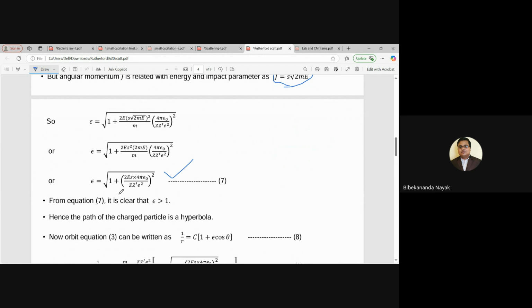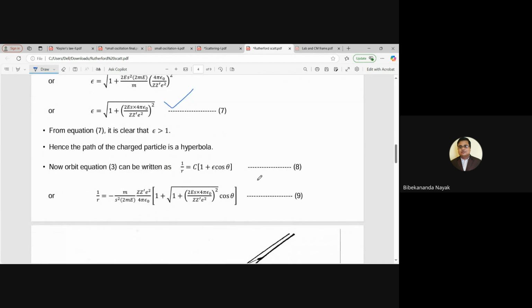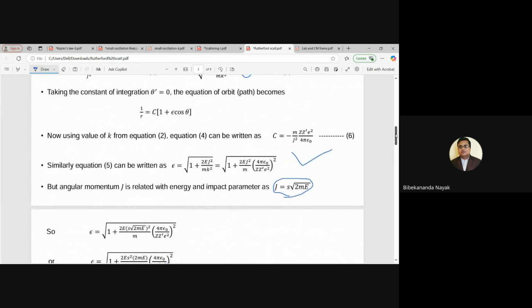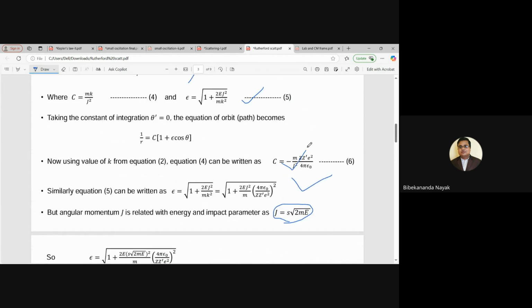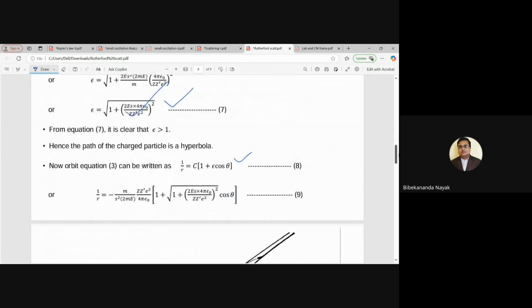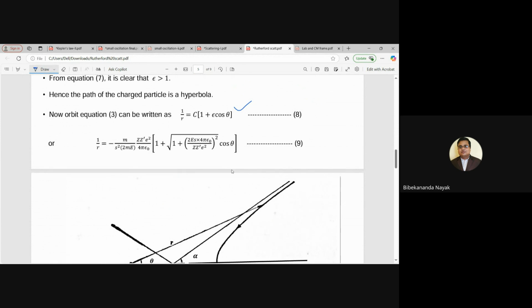Eccentricity is 1 plus 2Es by 4 pi epsilon Z Z' e squared, all squared. 1 plus x squared, the square term is always positive, 1 plus something, so the root must be greater than 1. And 1 by r is equal to C into 1 plus epsilon cos theta. Putting the values of all things, epsilon is this, and the quantity C we already got from comparing this. Putting this, we found this formula for 1 by r.